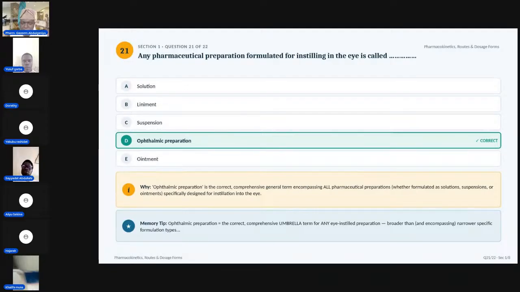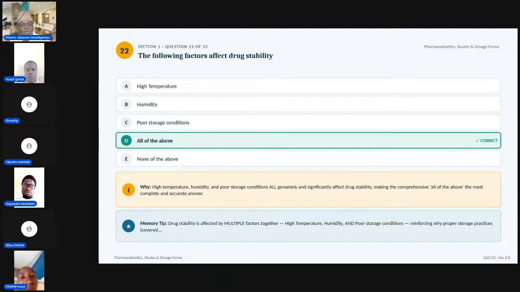Then the next one is the following factors affect drug stability. So for a drug that is not stable, we are talking about how drug gets destroyed. Let me just put it in plain terms for you. A drug that is kept under high temperature can get destroyed faster, right? And that's why you will see on drugs they will write store in a cool, dry place.